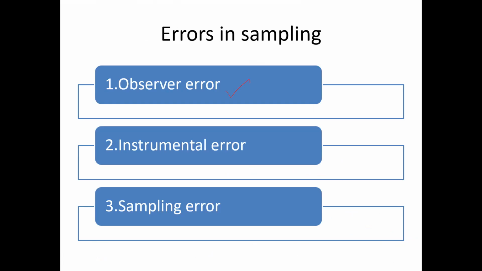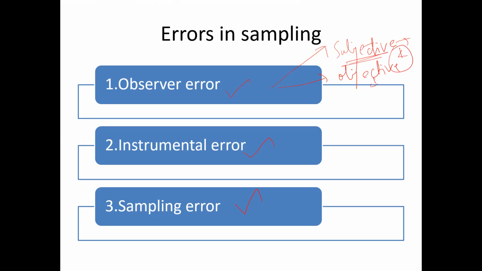Okay. So next, moving on to errors in sampling. First is the observer error, second is instrumental error, third is sampling error. Observer error is of two types: subjective error, second is objective error. Subjective error is when you do a faulty interrogation of individuals. You ask a question and give 4 options. You tempt them and give them a hint that this is the correct option. That comes under subjective error.